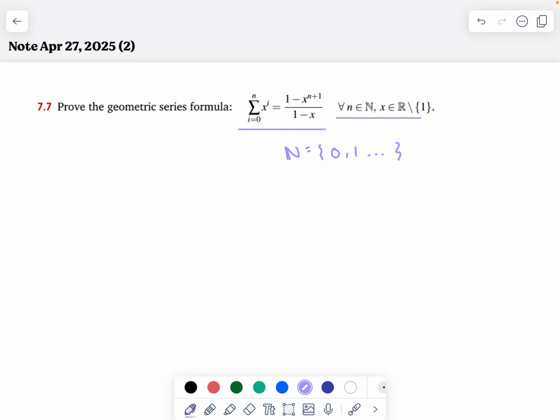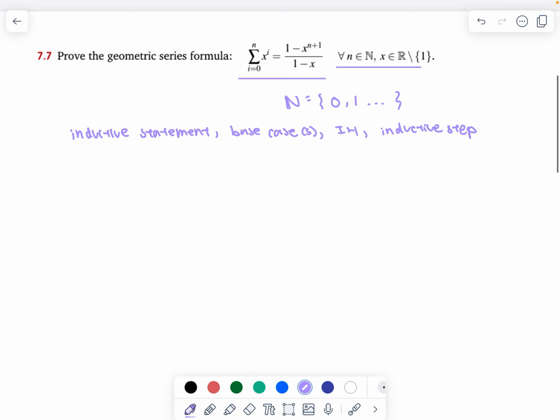We know there's always 4 components to any proof that we write, and those 4 components are the inductive statement, the base case or base cases, the inductive hypothesis, and then finally our inductive step. So to solve this problem, we can go very systematically in a way and just go through each of our 4 steps and see where that takes us.